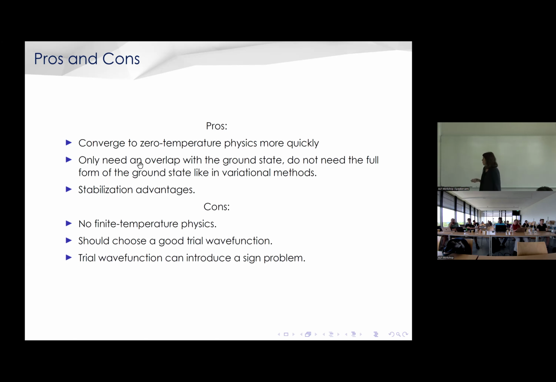The cons are, well, you don't get finite temperature physics. And also you need to choose a good trial wave function. If you choose something that doesn't overlap with the ground state, then you just absolutely cannot get the ground state, for example. And this is another piece that can potentially introduce a sign problem to your model as well. So this is a piece of the model building if you decide to go the projective route.